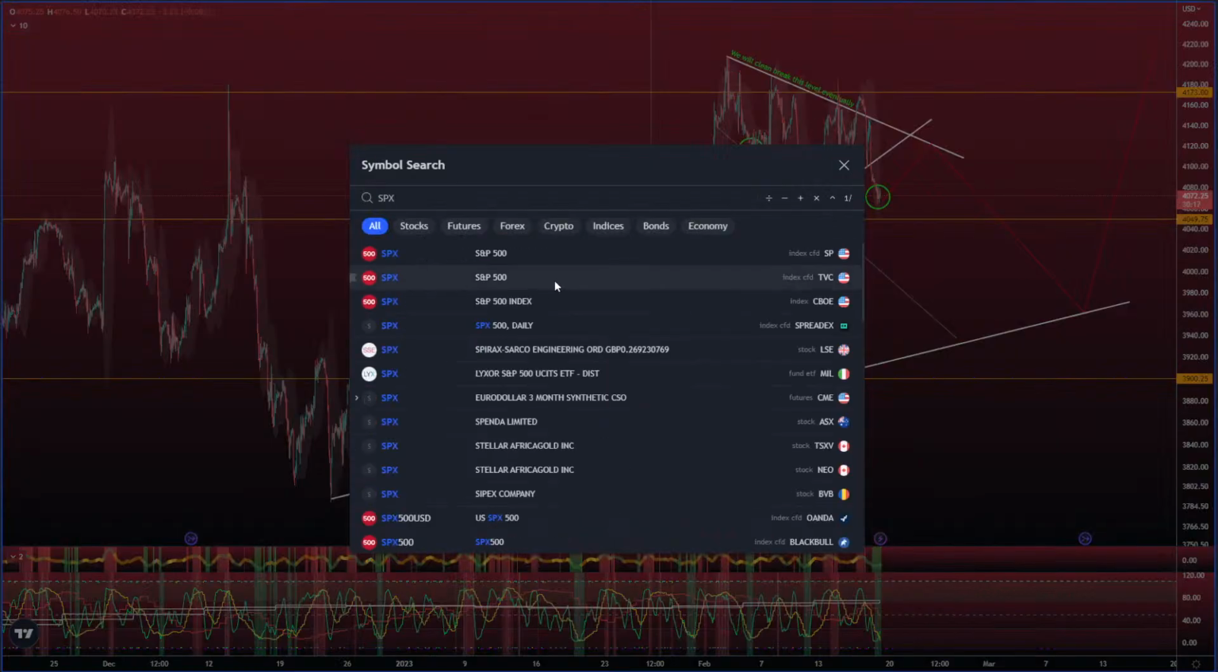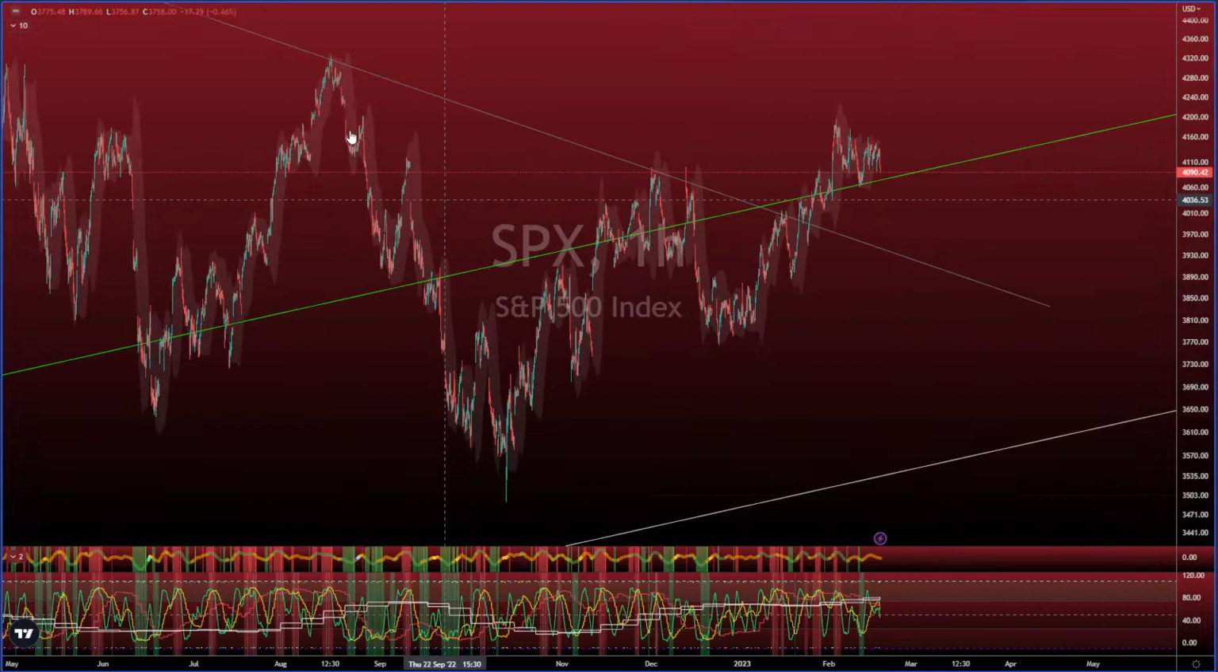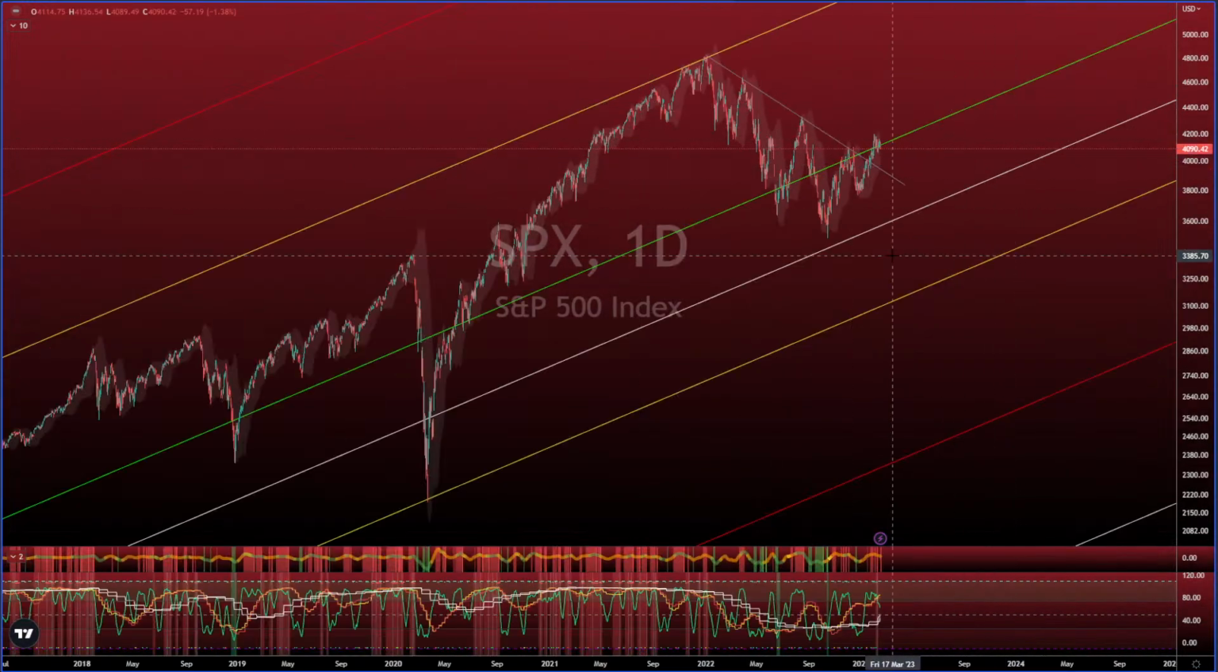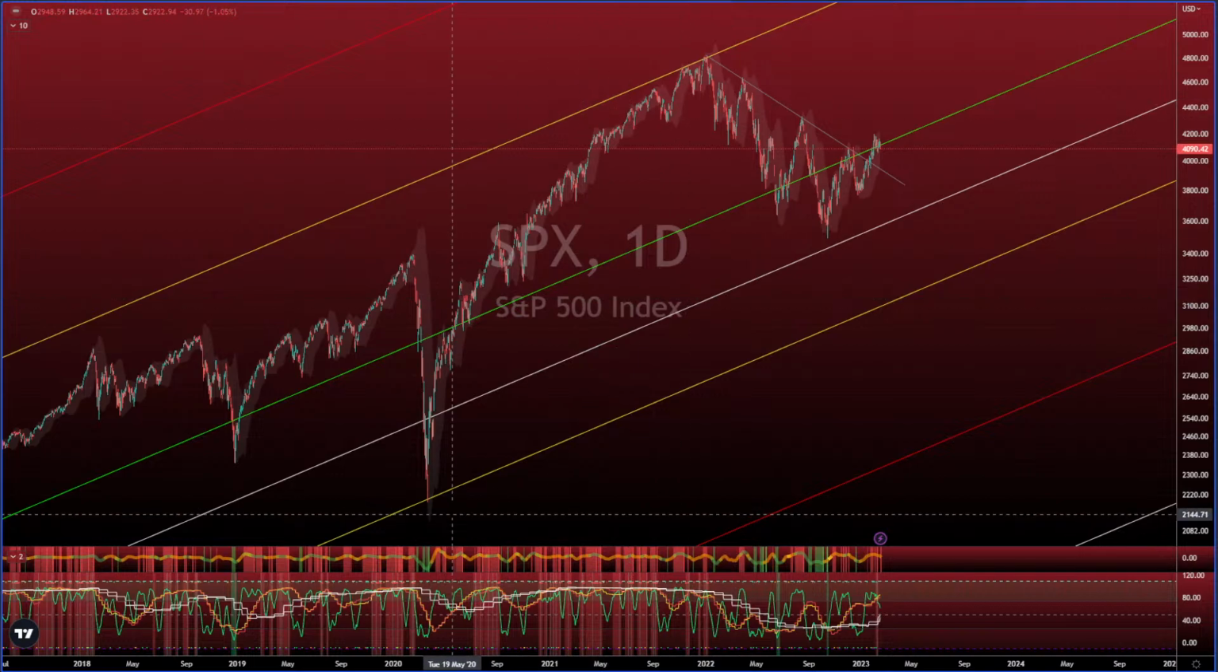Now, if we take a look at SPX itself, let's scroll out a little bit here to a 4-hour time frame. Taking a look at this, let's go all the way out to the daily for just a moment and talk about where these are coming from. So we've got this trend line all the way down here that's starting from the COVID low.